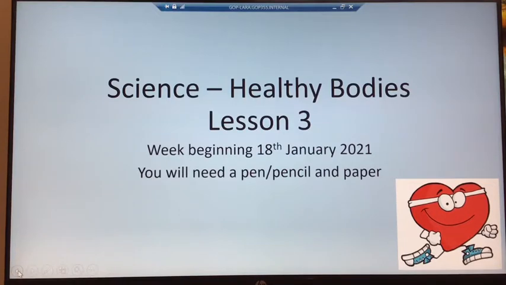Good morning and welcome to lesson 3 in our science topic of healthy bodies. And today we're going to be focusing on the heart. You will need a pen and pencil, a piece of paper, and try and put away any distractions. So maybe turn your phone off or put it in another room.